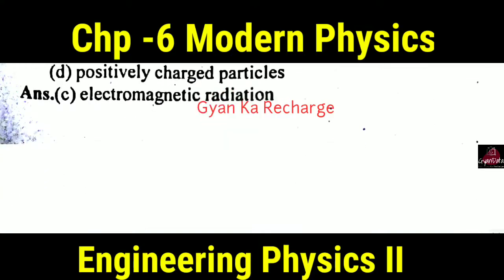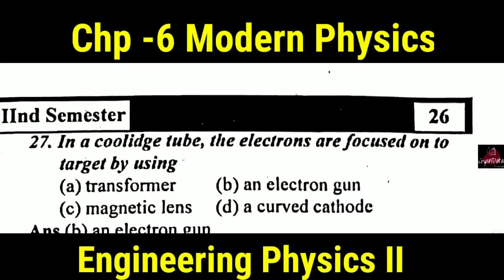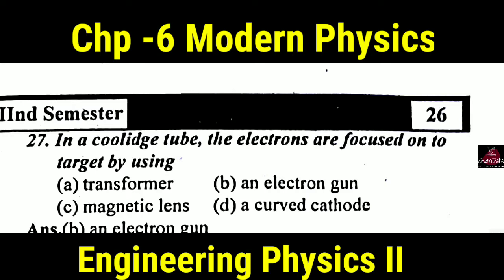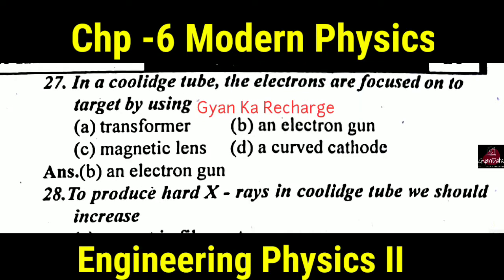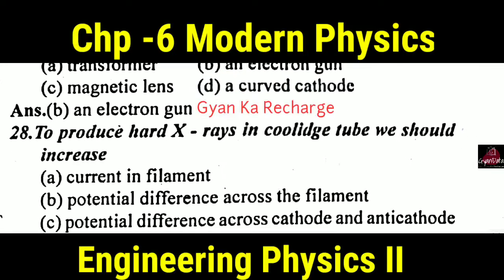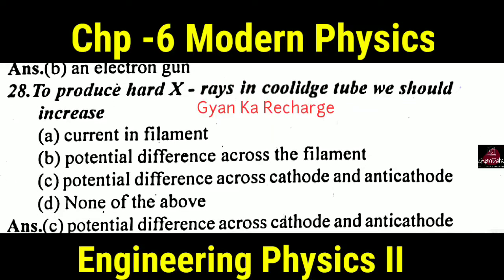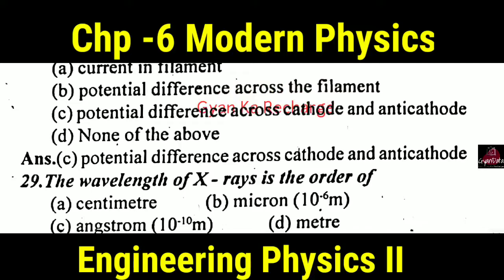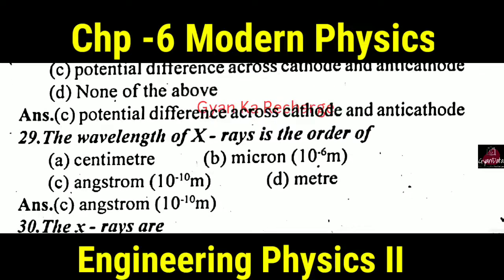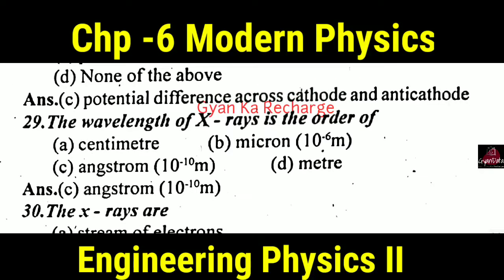In a Coolidge tube, the electrons are focused on a target by using an electron gun. To produce X-rays in a Coolidge tube, we should increase the potential difference across the cathode and anticathode. The wavelength of X-rays is of the order of angstrom, 10 to the power minus 10 meter. X-rays are electromagnetic radiation. X-rays are produced due to change in the atomic energy level.